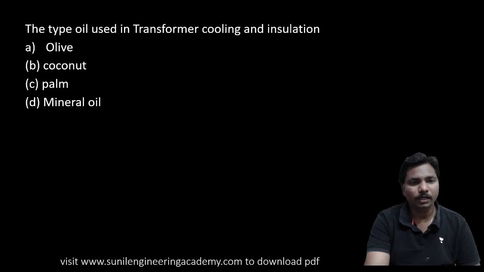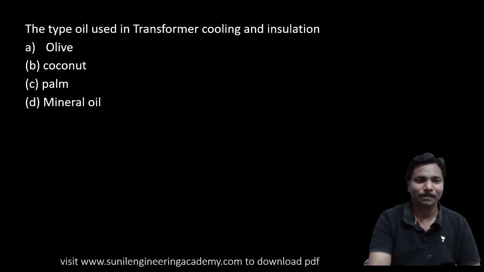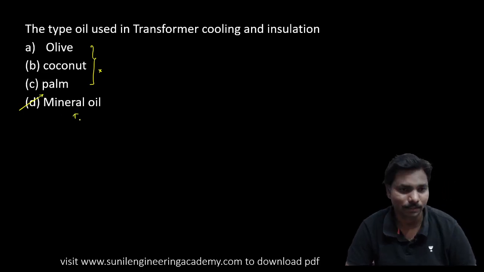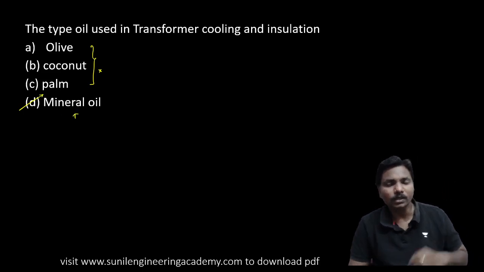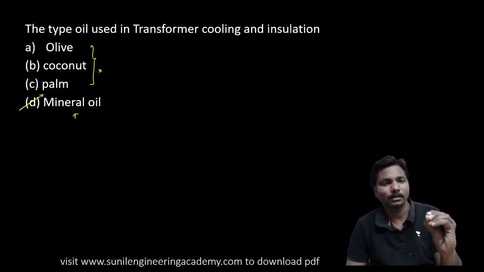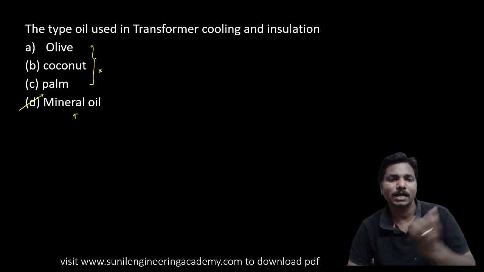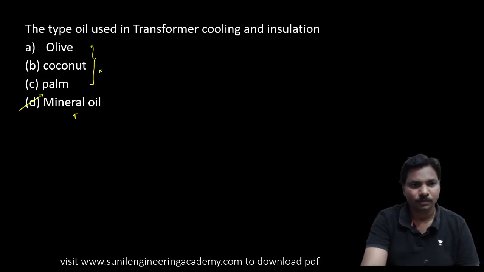The type of oil used in transformer cooling and insulation. Which type of oil? Olive oil, coconut oil, palm oil, mineral oil. We are not using these cooking oils; we are using mineral oils, like paraffin. The oil must be very thin, then only it can move faster. That means it must have low viscosity.